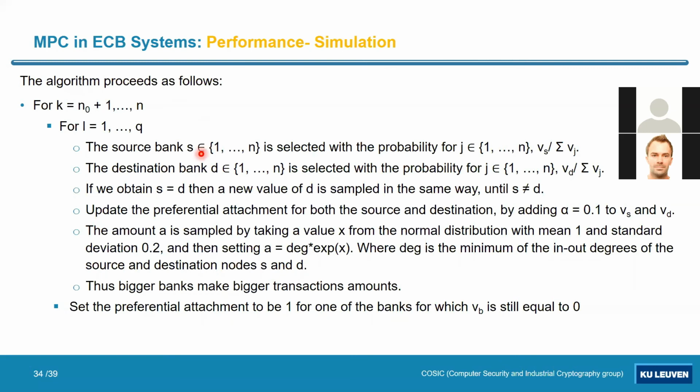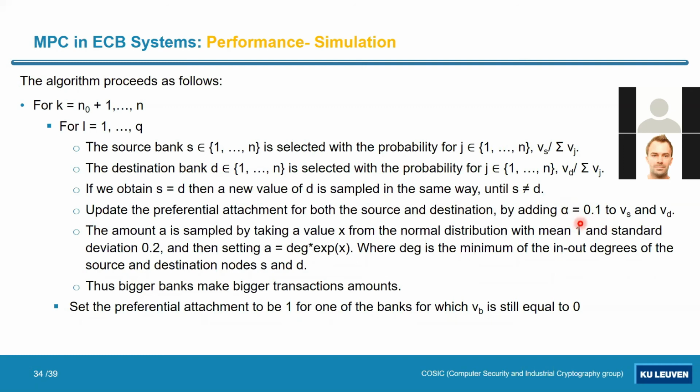Okay, here is the algorithm that I explained before. Here you can see that in order to sample a source, this source is selected with the probability of its preferential attachment over the sum of the other parties' preferential attachments. And the same for D is happening here. And then we update their preferential attachments using alpha 0.1.